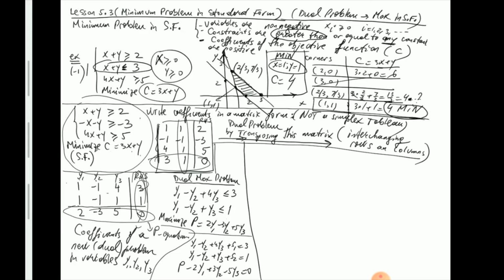I want to make sure to double check something. So 2, minus 3, 5. I've got to double check something. So 4x plus y. Okay, so let's move on with this.